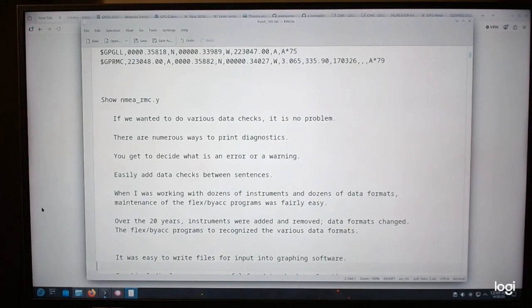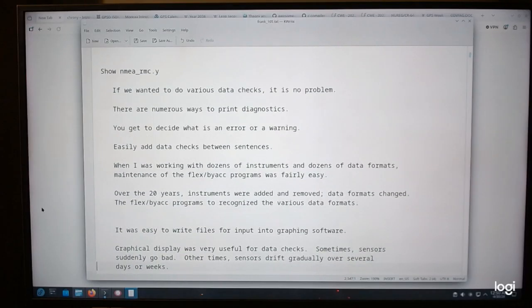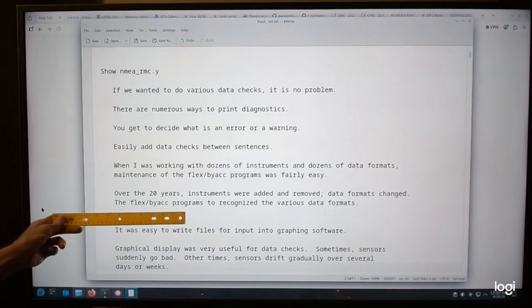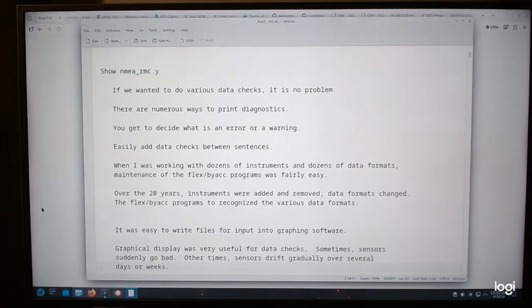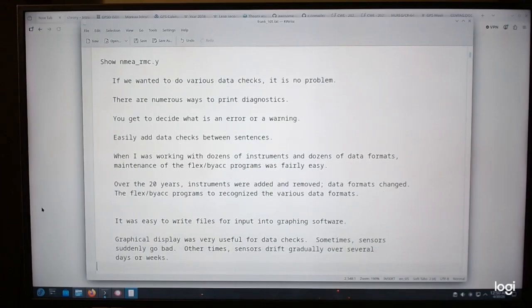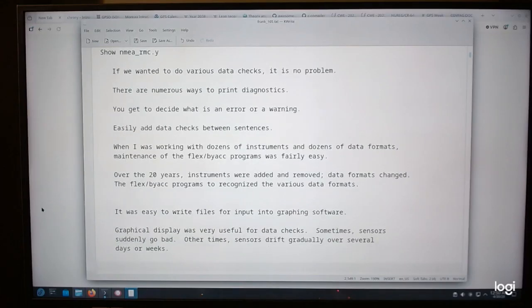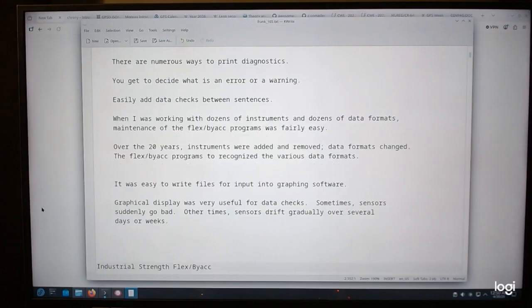But the problem is, when I was working with dozens of instruments and dozens of formats, using Lex and YACC, it seemed to be easy to keep track of which format was used in which instrument and when the time changed.